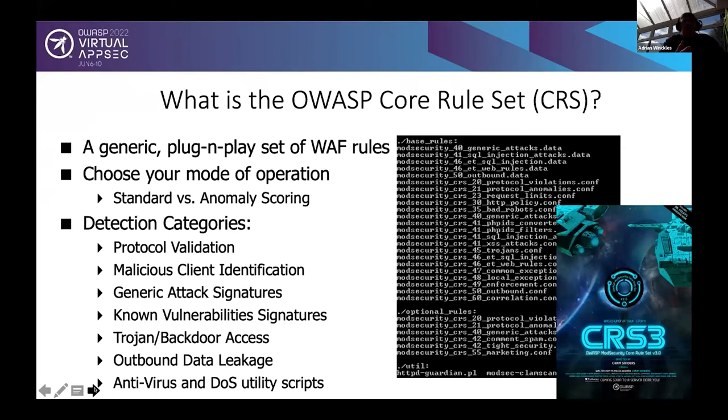So what's in the OWASP Core Rule Set? It's a set of generic plug and play WAF rules. You can choose your mode of operation. It can be standard or anomaly scoring. And it has, as you expect, a wide range of detection categories. It can look at validating protocols, identifying malicious clients, looks for things like generic attack signatures, known vulnerability signatures, things like trojans, backdoors, looking for data leakage outbound, and things like antivirus and denial of service script use, for example.